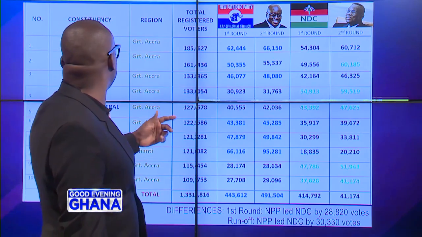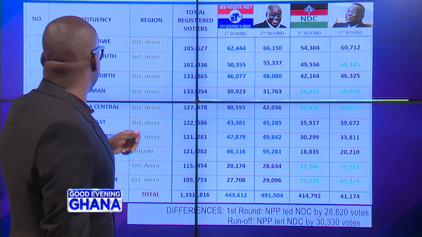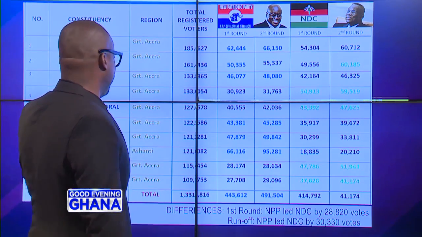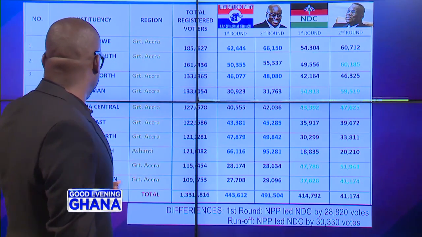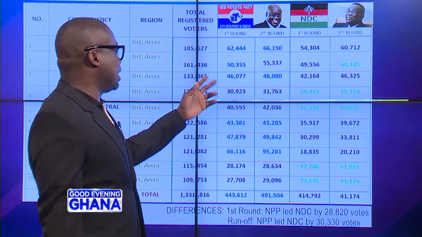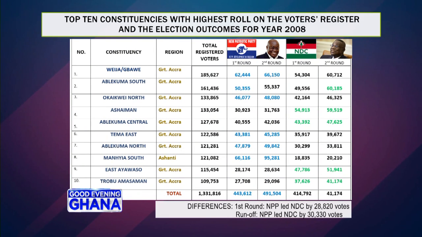So Akufo-Addo wins, of course, in Weja, he wins in Abilikuma South, he wins in Okai North, he wins in Tema East, he wins in Ablekuma North, he wins in Manshia, and that gives him 6 of the top 10 constituencies, whereas Professor Mills is picking up 4 significantly. Round 1. Let's move into round 2 and see what happens.